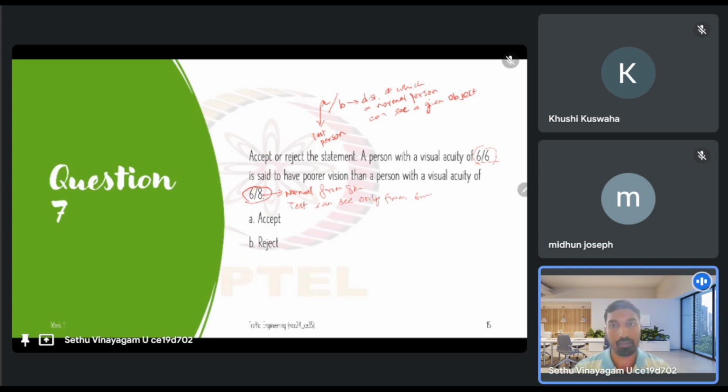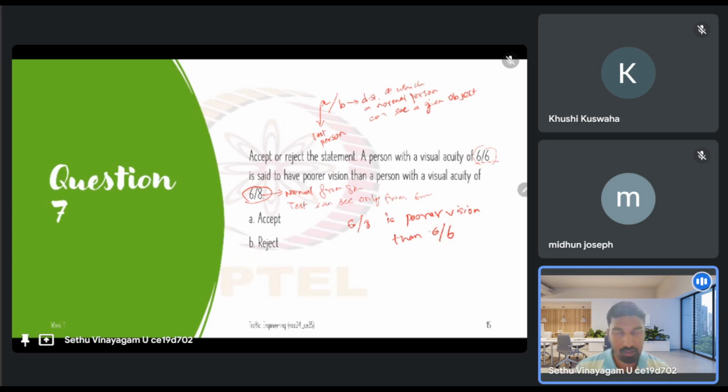Whereas if he is at 8-meter distance, he will not be able to see it clearly, but a normal person can see the object from an 8-meter distance. So 6 by 8 is poorer. Compared to a normal person, this person being tested has poorer eyesight. So 6 by 8 is poorer vision than 6 by 6. You just have to remember the second number is for a normal person, so that is the reference.